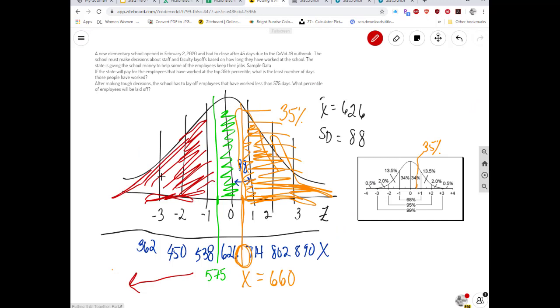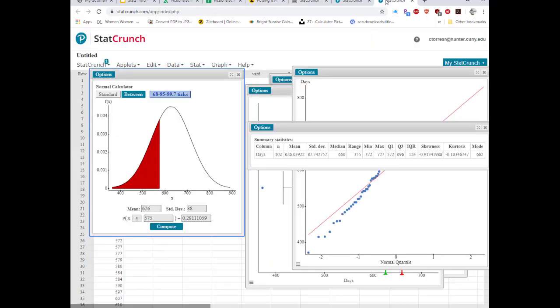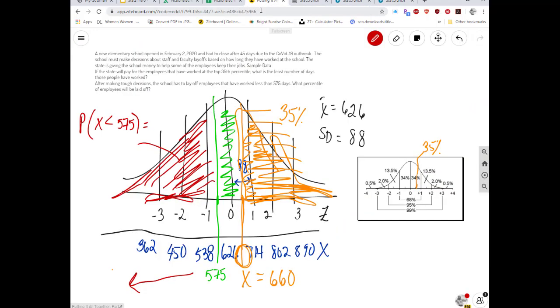So this proportion right here, if X is less than 575, that comes out to, what was it, 28.11. So it's going to be 0.2811, or approximately 28.1% of the employees at the school will not be able to keep their job.